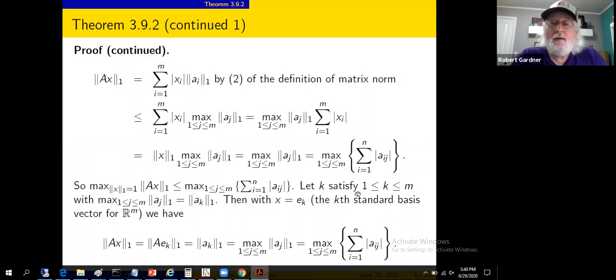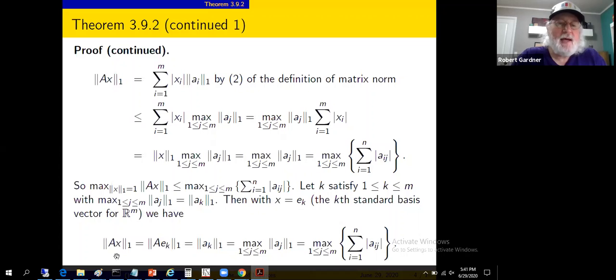Let k be something between 1 and m, where we're taking the maximum of the L1 norms of the columns. Let A sub k be the one that has the maximum norm. All right, choose x to be e sub k, the kth standard basis vector. So that vector is a bunch of zeros, with a 1 in the kth position and then more zeros.